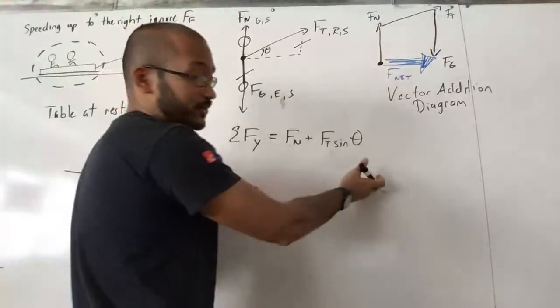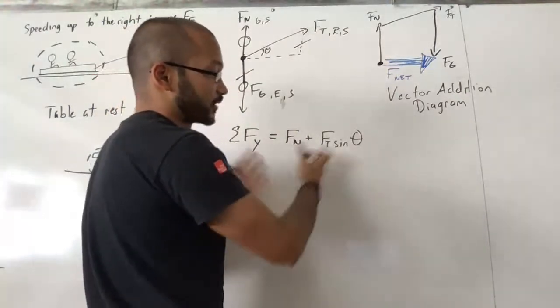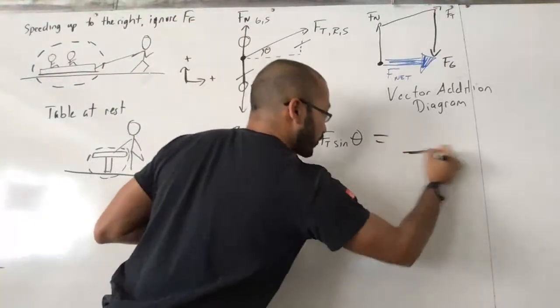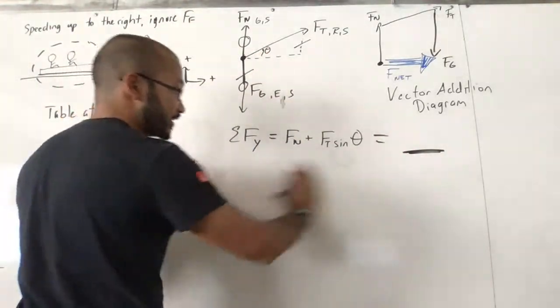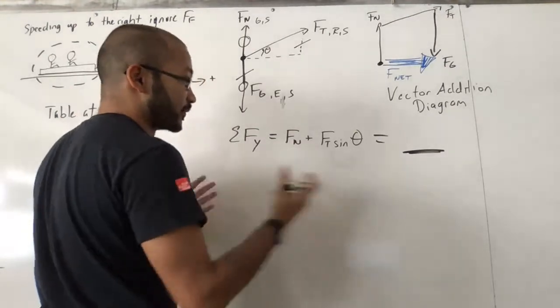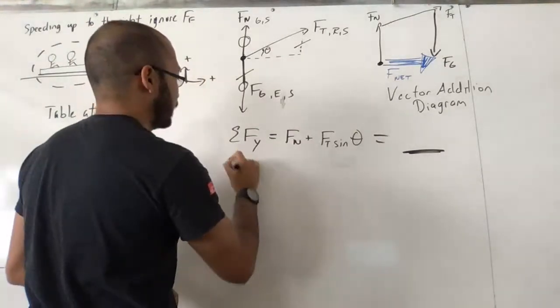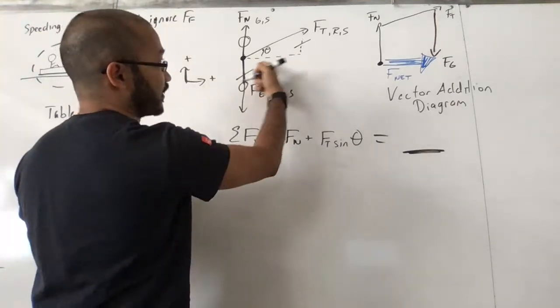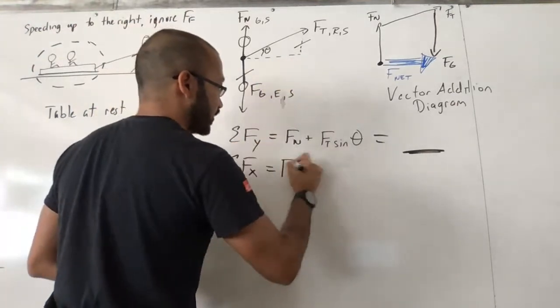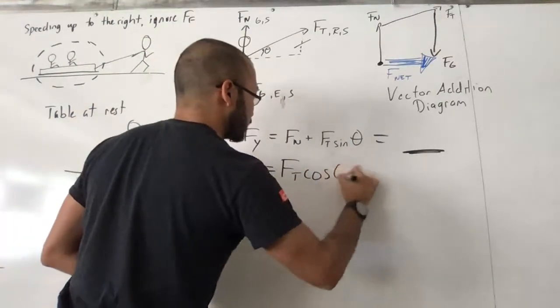Now, what is this sum of forces equal to? We don't know yet, and we'll return to it. There is this other half of the equation that's relevant. We're just not ready to talk about it. But it is useful to think, what does the sum of forces look like? In the x direction, it's just the horizontal component of the tension. So that is Ft cosine theta.